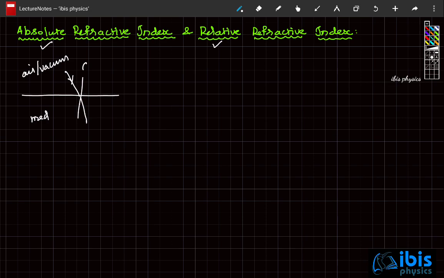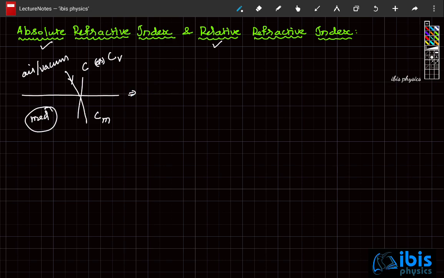If the velocity of light in vacuum is c, or sometimes we call it cv, and in this medium the velocity of light is cm, because when light travels from one medium to another, its velocity changes. So its velocity in vacuum is cv, and in that medium is cm. Then the refractive index of this medium with respect to air or vacuum, we consider air or vacuum because the velocity of light is the fastest there, which is 3 into 10 power 8 meter per second.